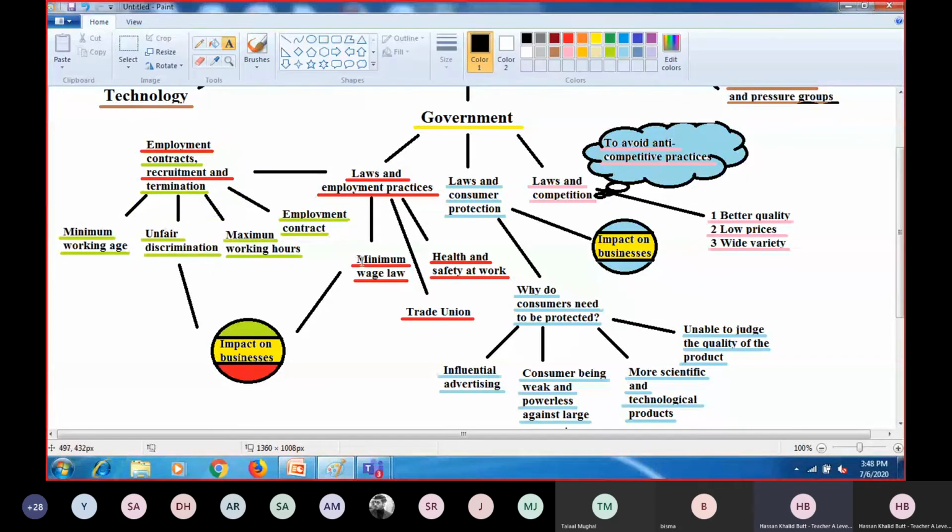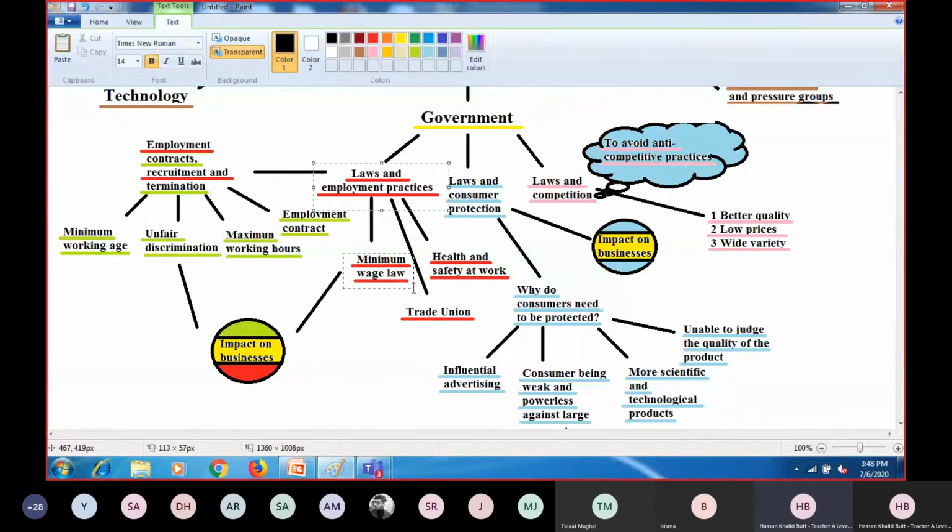Now, there are the laws as well, again related to employment practices. One is minimum wage law. This is separate. And what is minimum wage law? What does it say, Kainat? Kainat, what is the minimum wage law? Kainat Jamal, are you there?